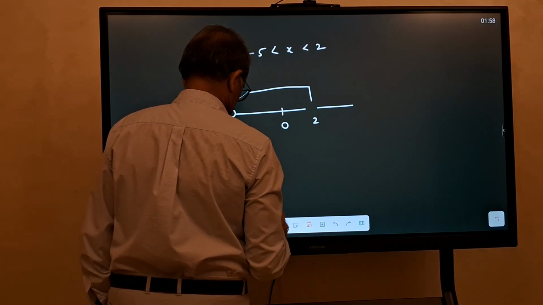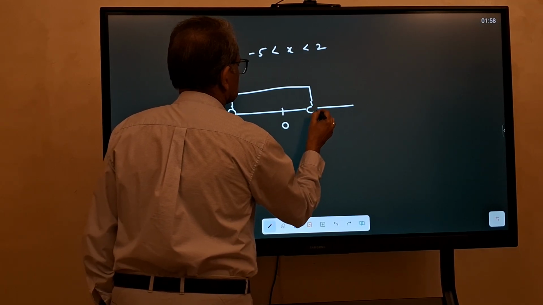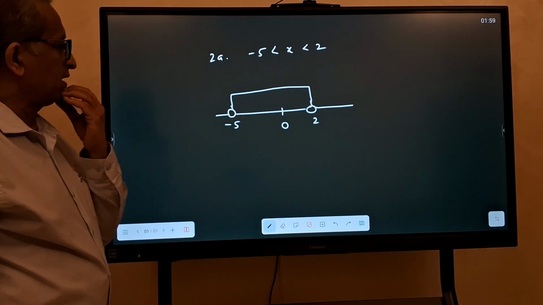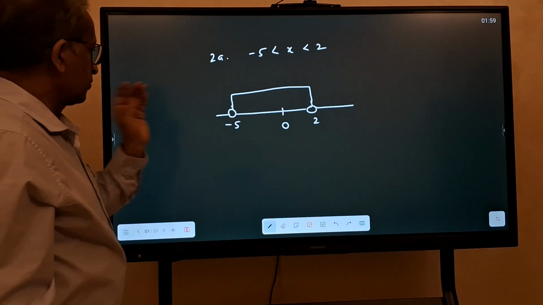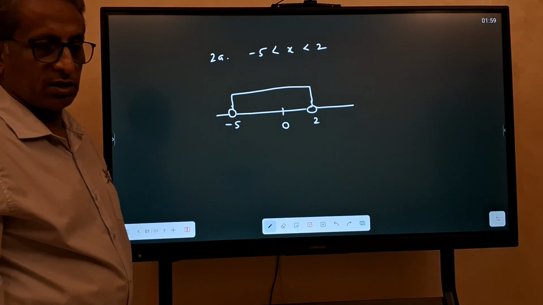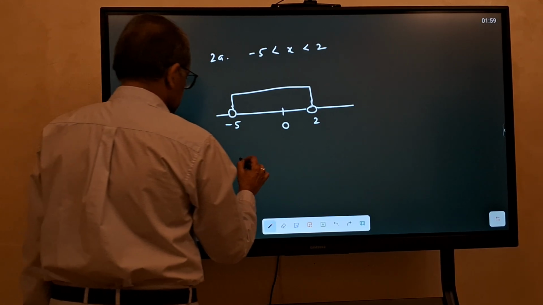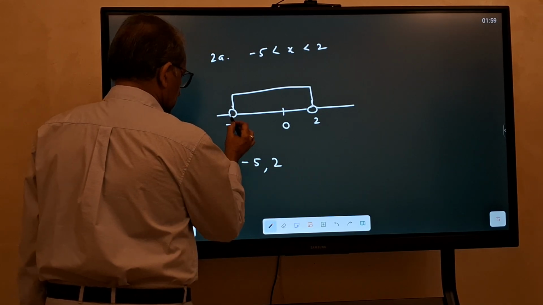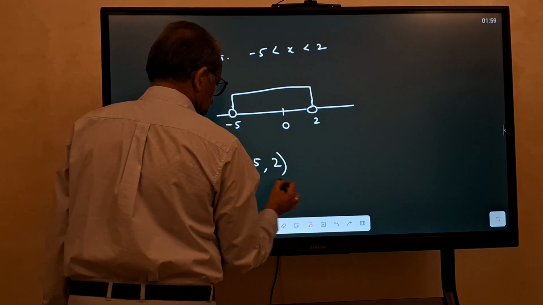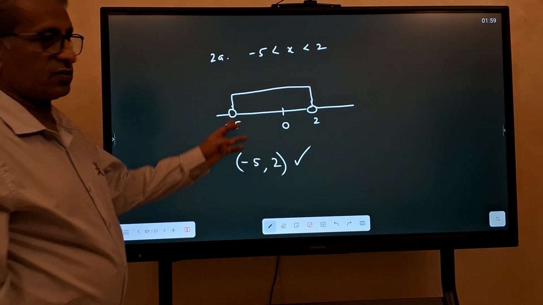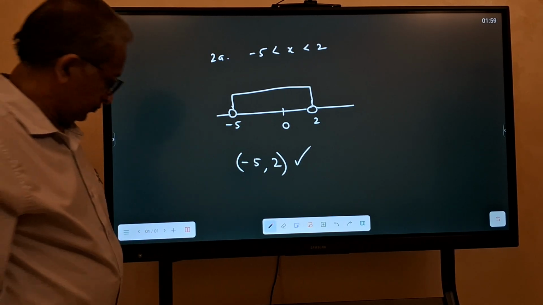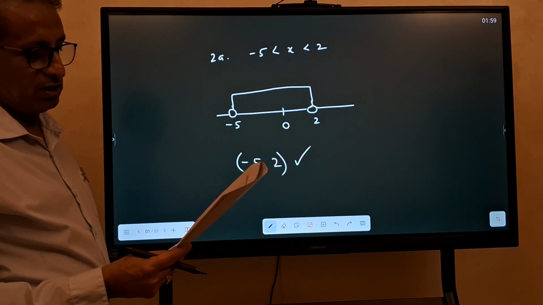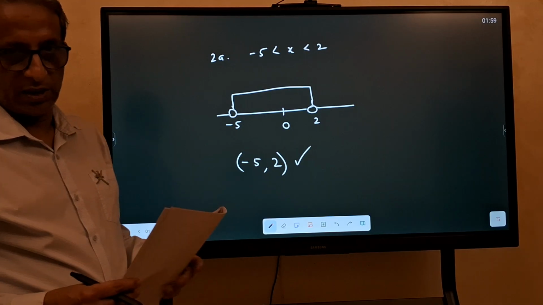Open this here. This is the graph of this linear equation. Suppose I want to write this in terms of an interval, it's simple. Minus 5 is the minimum, 2 is the maximum, both open. So the interval notation for this is this. Exactly the similar way you can do question number 2b, 3a, 3b.